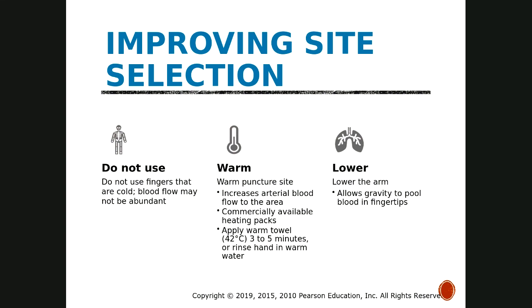Improving site selection: do not use fingers that are cold. Blood flow may not be abundant and may make it very difficult to obtain the sample. We're going to warm the puncture site to increase arterial blood flow to the area, what's called arterialized capillary blood, as seen on page 380 in your textbook. There are commercially available heating packs, and you can apply warm towels for 3 to 5 minutes or rinse hands in warm water. We're going to lower the arm to allow gravity to pull blood into the fingertips. These are all ways to help improve the site selection.